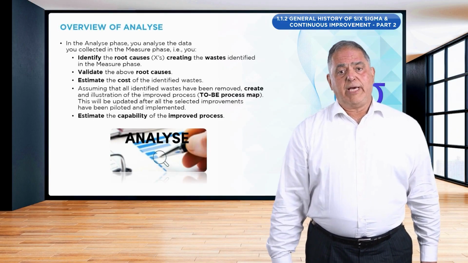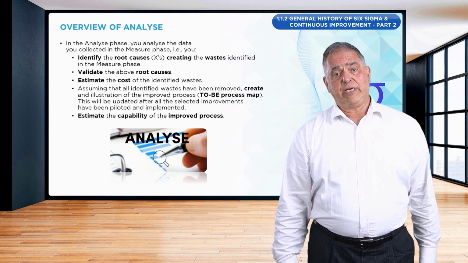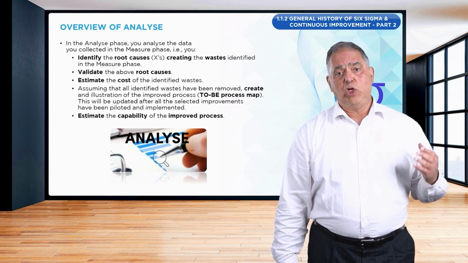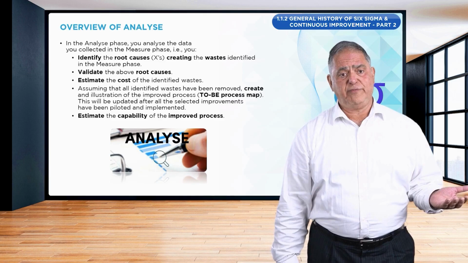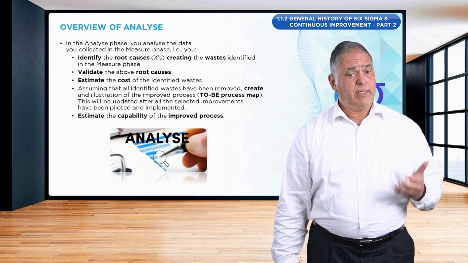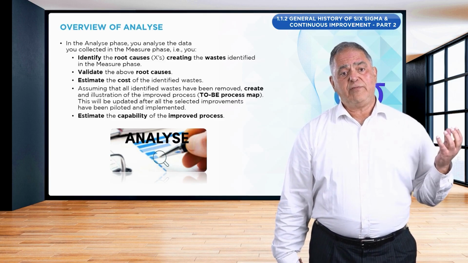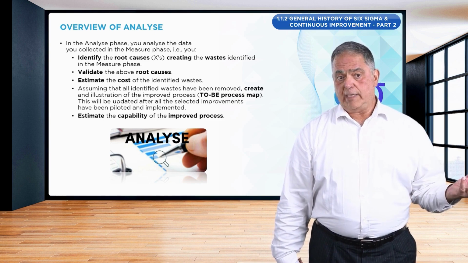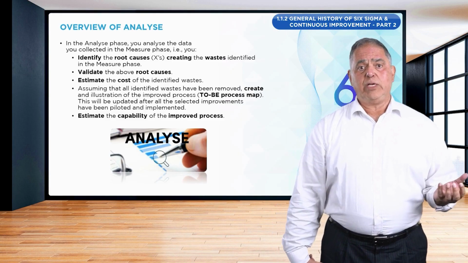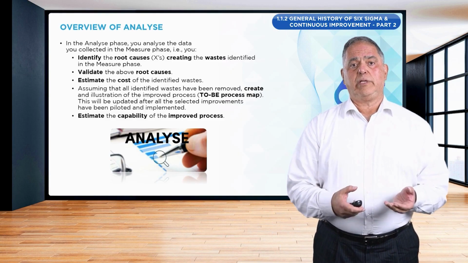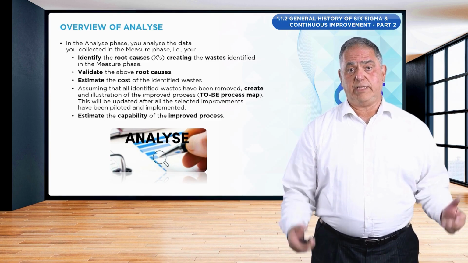We're moving to the analyze phase, and this is a very critical one, because so far we have understood how the process performs in its current state without making any changes. Now we have to use the data that we collected during the measure phase of DMAIC in order to determine what are the root causes that are creating the waste in the process.